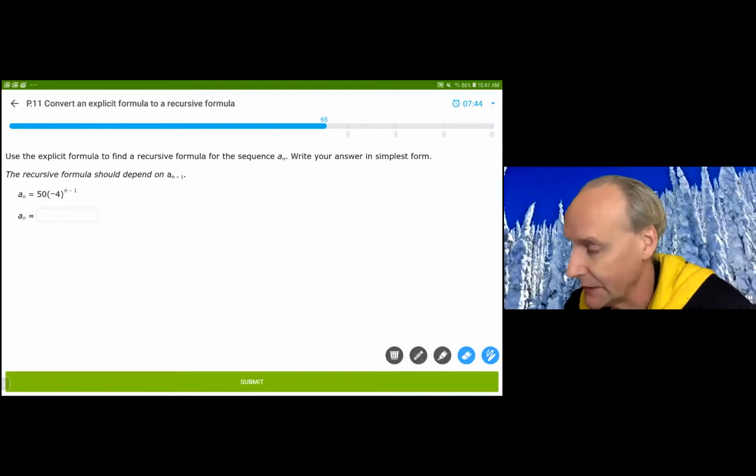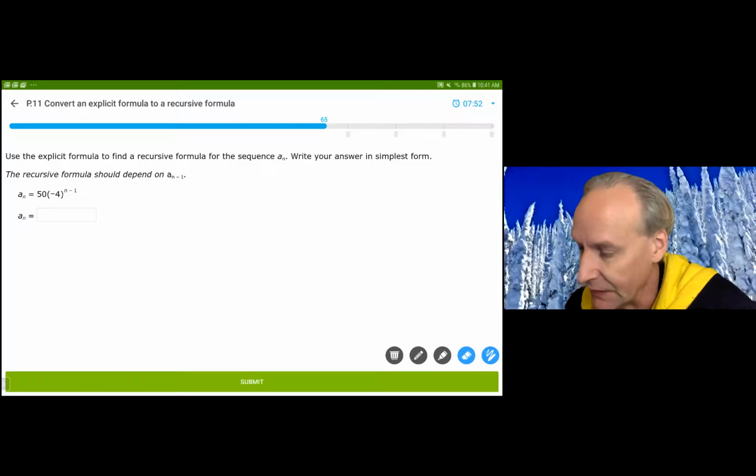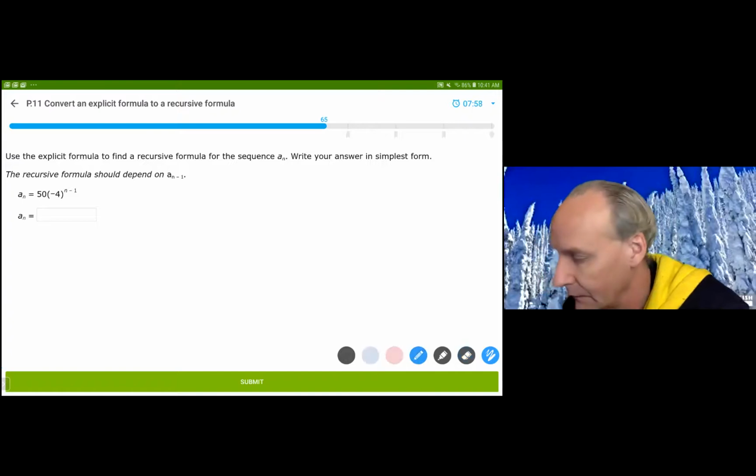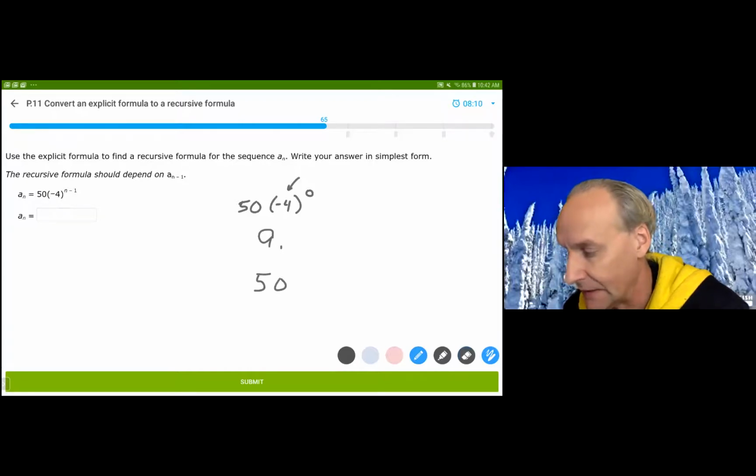All right, let's do it. If n is 1, what's our first term? Well, when n is 1, this becomes a 0 exponent, and I have 50 times negative 4 to the 0 power. This is my first term in my sequence, which is 50. Because remember, anything to the 0 power is 1.